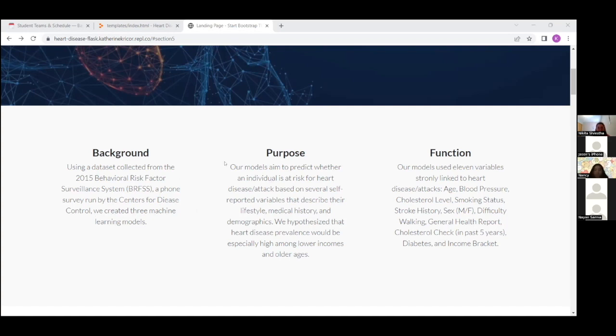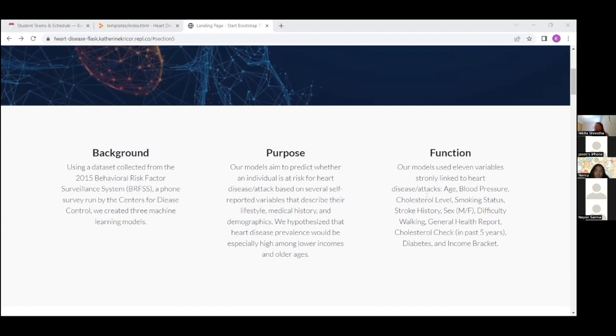The ultimate purpose of our models was to predict whether an individual is at risk for heart disease or a heart attack based on several variables that the user reports describing their personal lifestyle and health habits, their past medical history, and their demographics. And some of our hypotheses going into this was that heart disease prevalence would be especially high among lower income groups and older age groups.